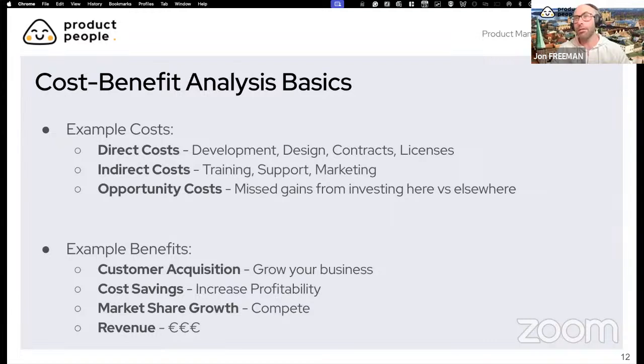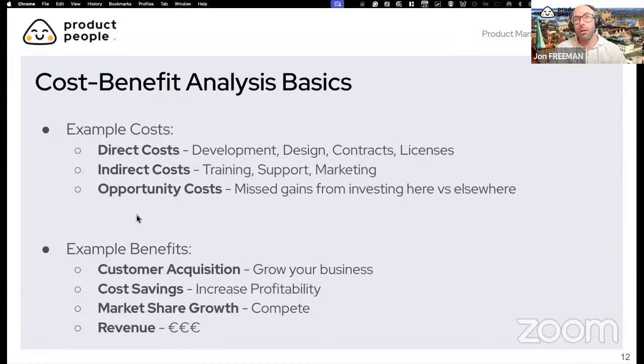Indirect costs, there's things like training and support and marketing, things that are not actually the resources going directly into developing something, but in order to facilitate it, to support it, and to make sure that it gets in the hands of customers. It's also opportunity costs. So these are the missed gains from investing here versus investing somewhere else, right? That's something that should be considered. If we're doing one initiative, it means we're not doing another, oftentimes. And that should be something that you consider when thinking through your financial analysis.